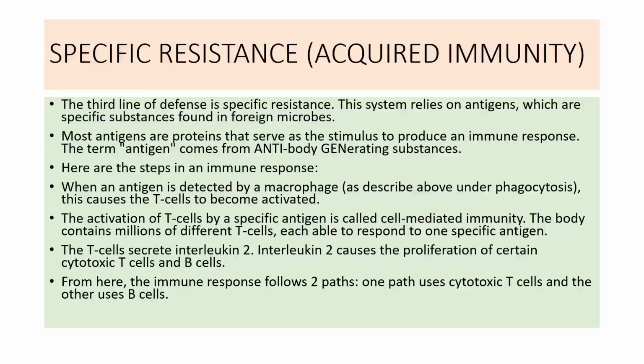So we have two types of lymphocytes: one is the B cells, another is the T cells. B cells are responsible for the formation of antibodies, whereas the T cells fight directly with the pathogens. B cells are also known as humoral immunity, whereas the T cells are responsible for cell-mediated immunity.